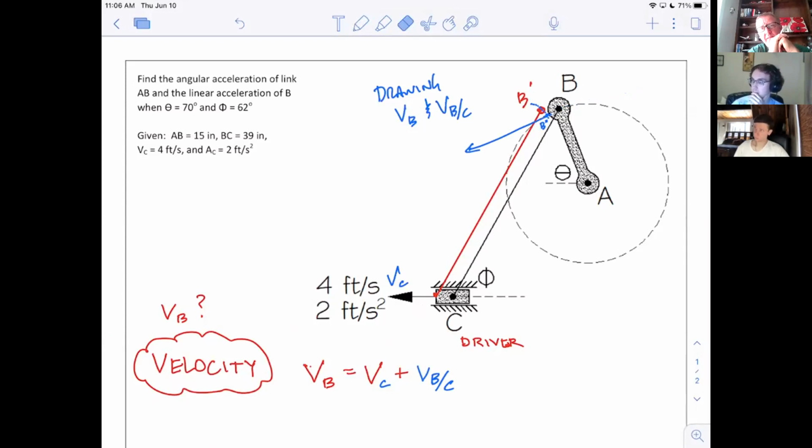But I'd be willing to bet. So you say, okay, cool, I know where the velocity of B is. It's going to go that direction, tangent to the circle. But what about the velocity of B as it rotates around C?